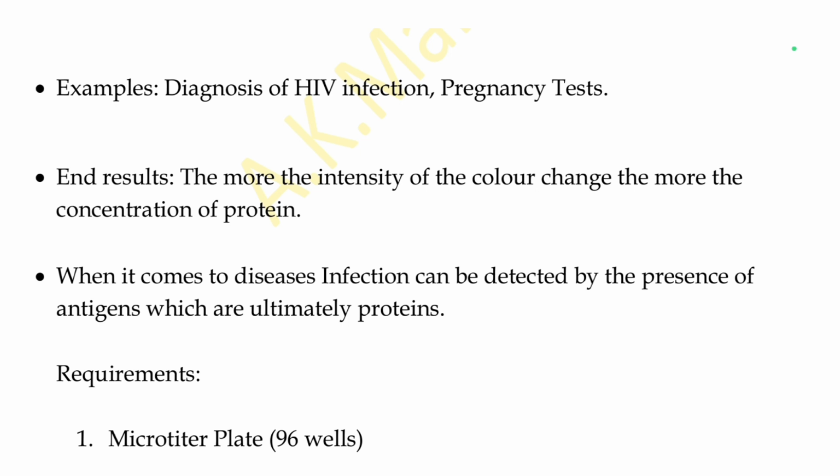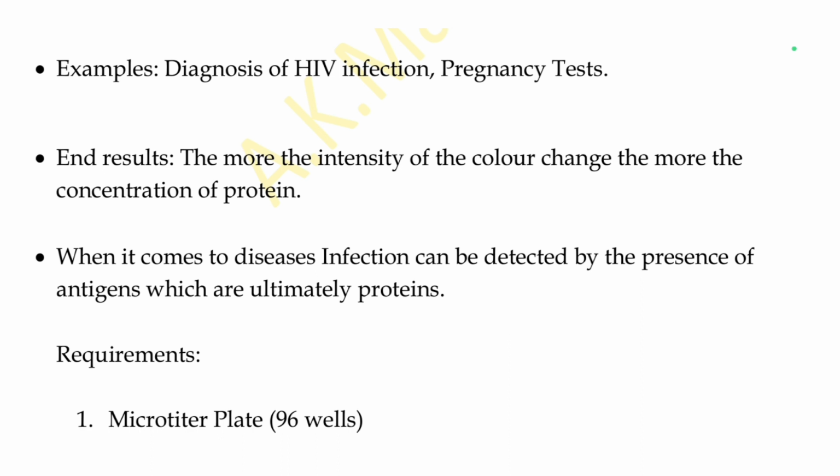Next, examples where we can use the ELISA test. ELISA successfully diagnosed HIV infection, Zika virus, rotavirus, syphilis, and we can use the ELISA test in pregnancy tests. Next, end results. What are the end results of the ELISA test? The more the intensity of the color change, the more the concentration of protein. When it comes to disease infection, it can be detected by the presence of antigens, which are ultimately proteins, and the ELISA test is made for the detection of the amount of proteins in biological samples.